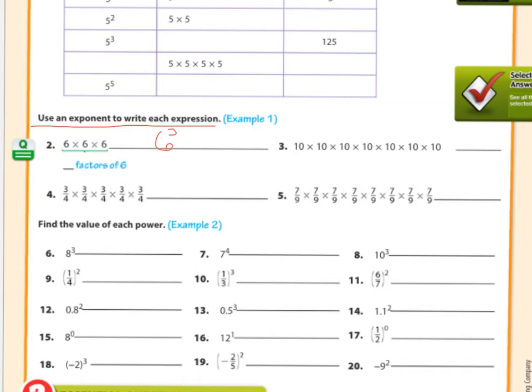Okay, sometimes when we have to the third power, we'll say cubed, because a cube is 3D: length, width, and height. Okay, so 6 cubed. Number 3, the number that's being repeated is 10. And then how many are there? There's 7 of them, so that's 10 to the 7th power.